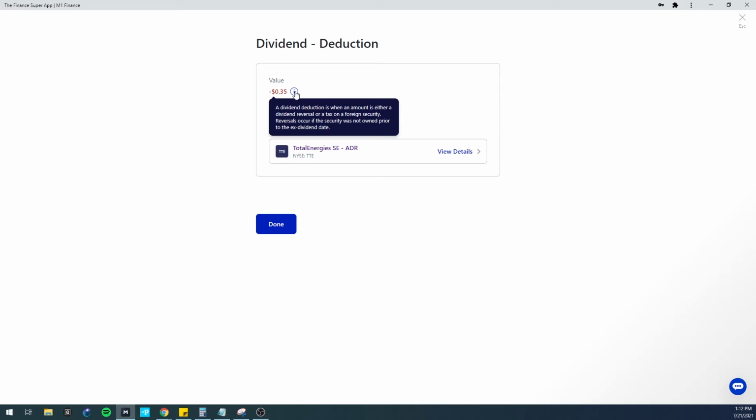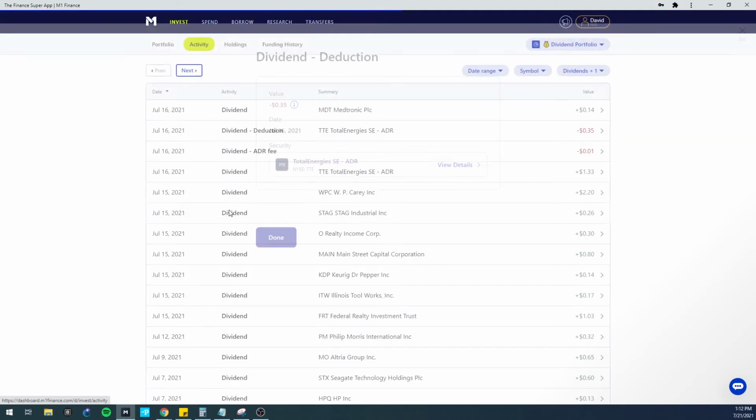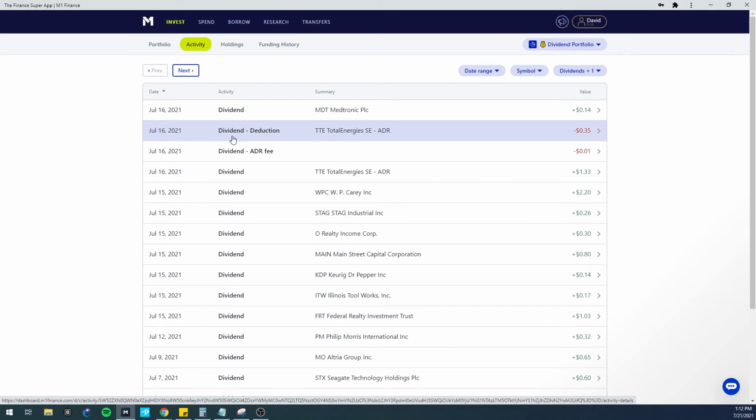So I believe Total Energies is a Canadian company, if I'm not mistaken. So they pay their dividend out in Canadian dollars. However, that's taxed automatically, and you'll see that on your tax forms, not W-2s because it's not a job, but whatever tax forms the taxes go through. This is done automatically, and you'll see that. So that's the reason for the dividend deductions. Any overseas company, it'll deduct the taxes automatically.